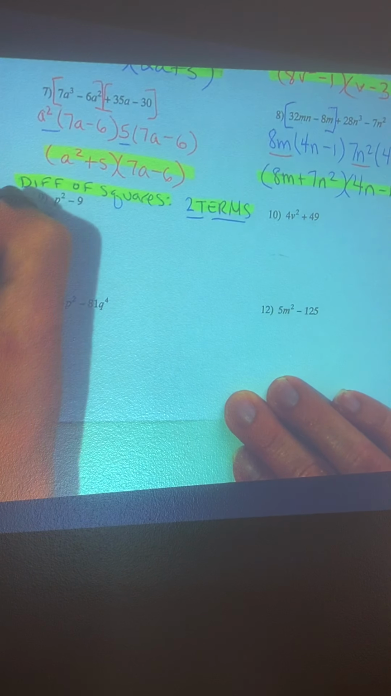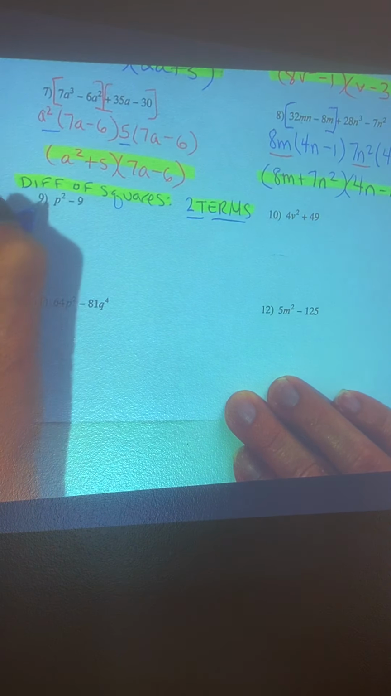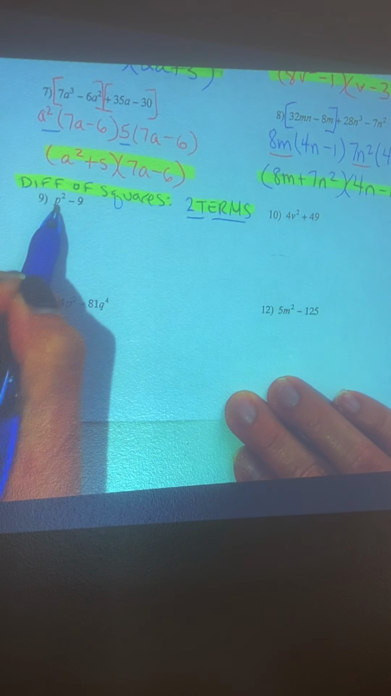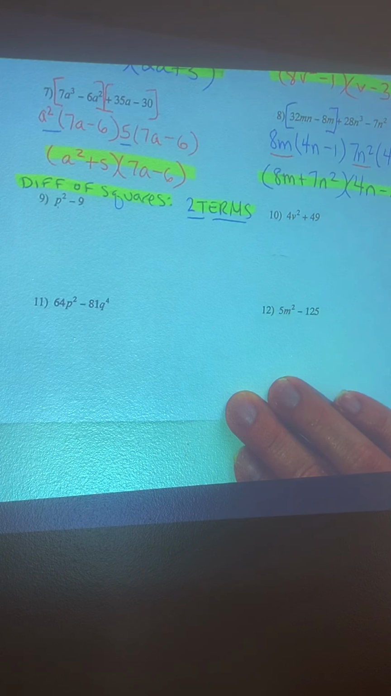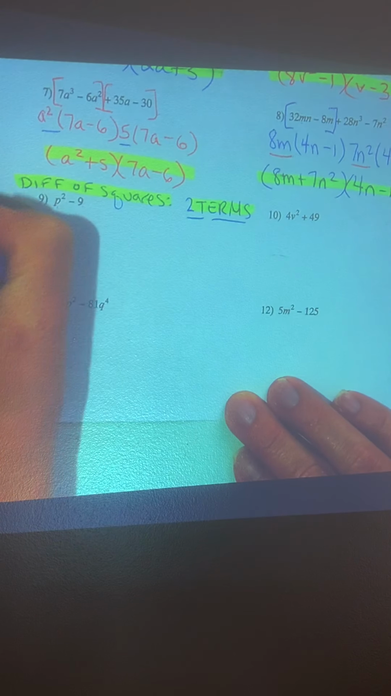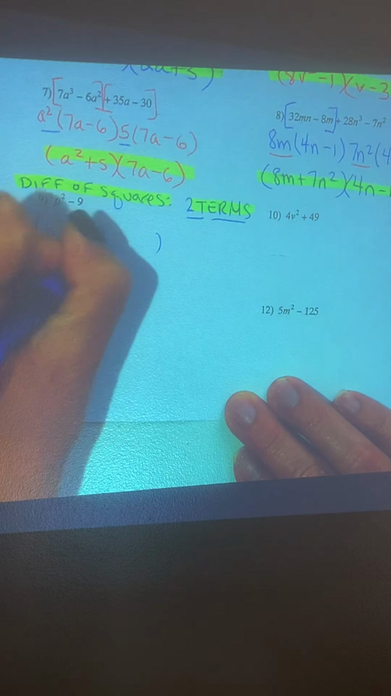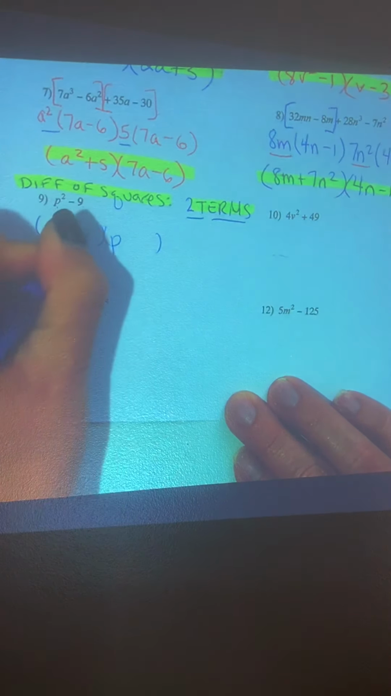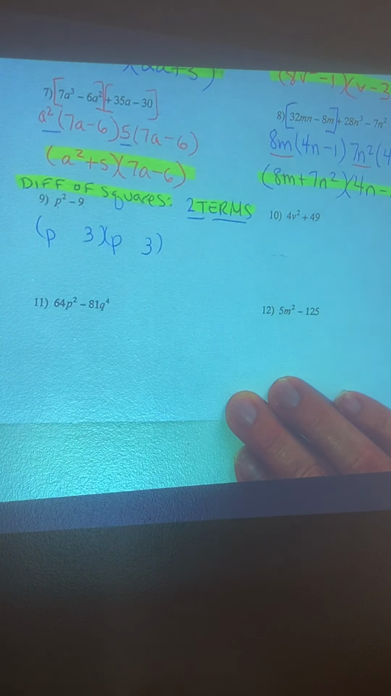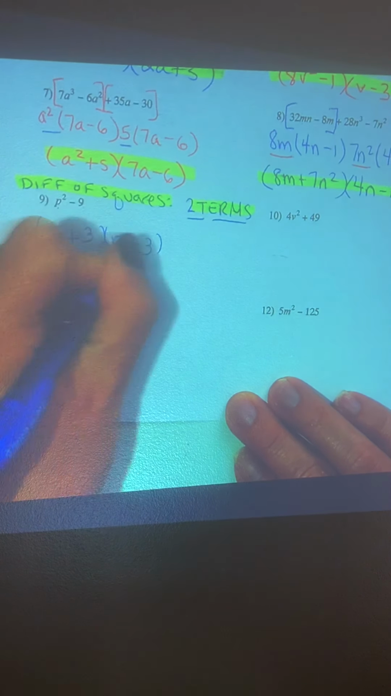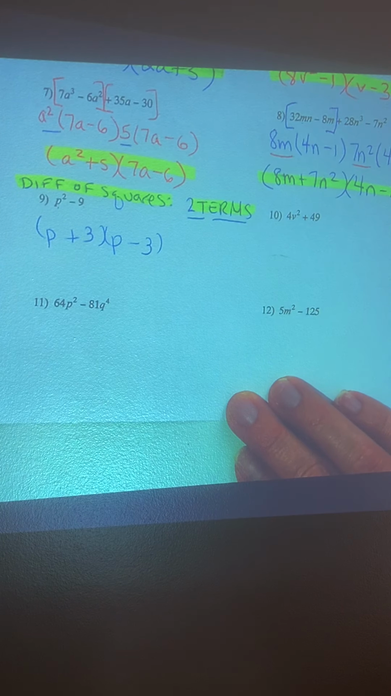Okay, so p squared minus 9, that's a difference of squares. I have a subtraction sign. Both are perfect squares. And there's 2 terms. So we take the square root of each, p and p, square root of 9, 3 and 3, 1 plus, 1 minus. It does not matter the order. You can do minus plus or plus minus.